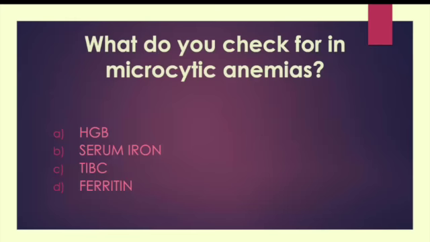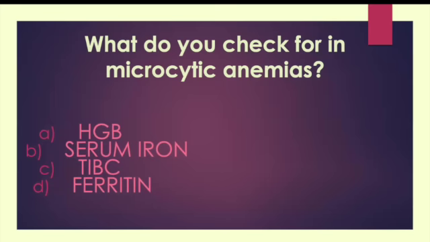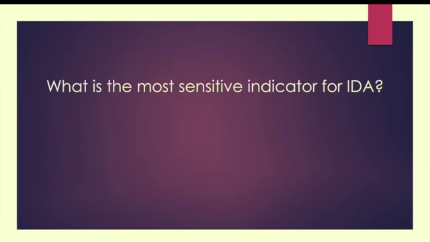Why do you check for microcytic anemias? So what do you check for in microcytic anemias? So microcytic, we already know that they are, MCV is low. So all of these, right? What is the most sensitive indicator for IDA? Serum ferritin.